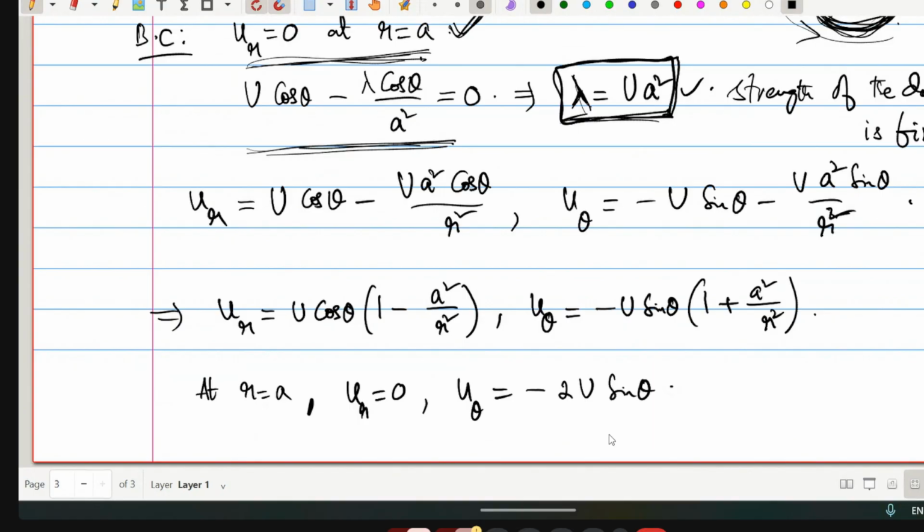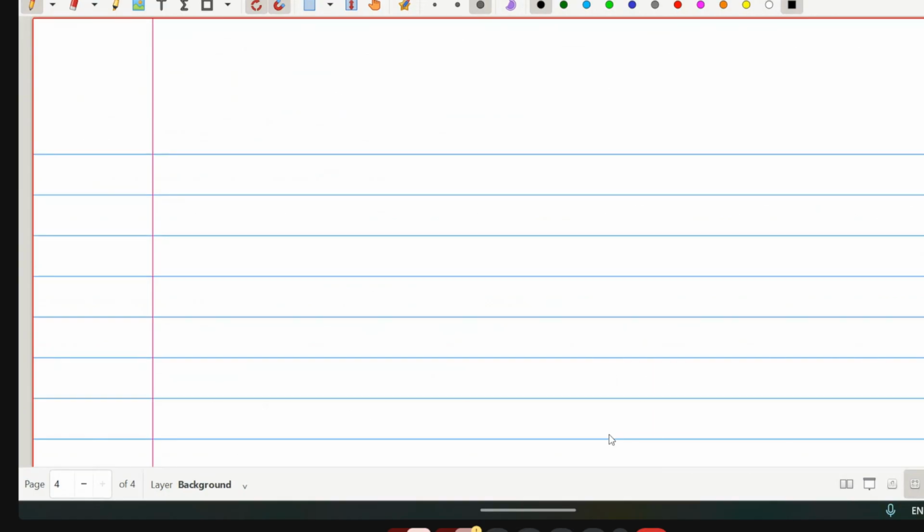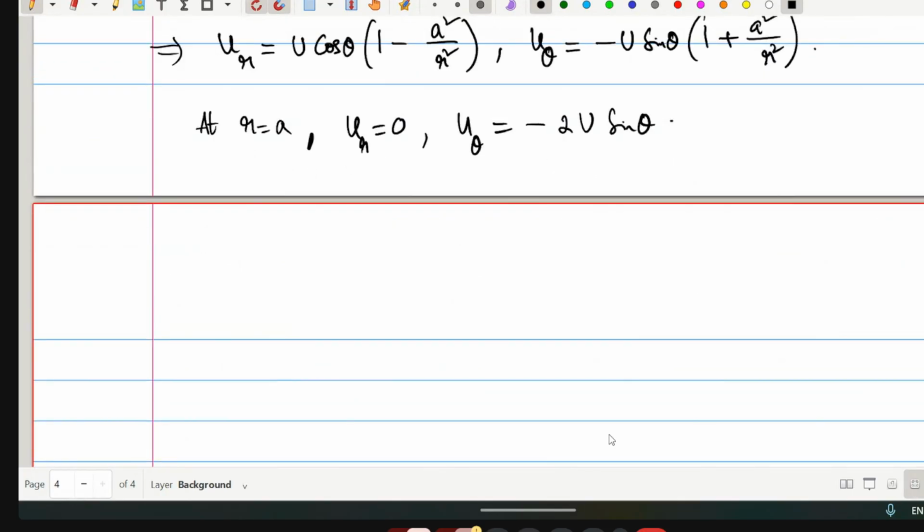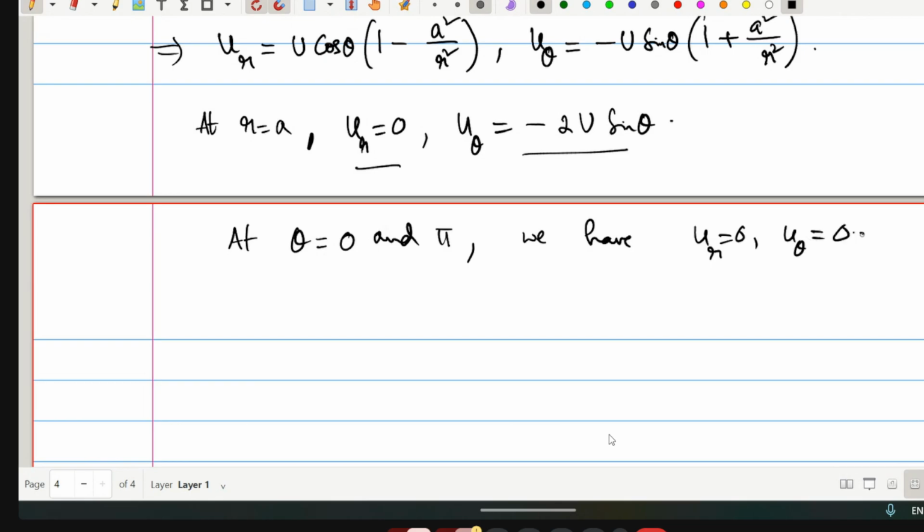Obviously, physically you can expect them only on the surface, right? So only on the surface of that solid cylinder, on the doublet somewhere. So let us put r equal to a, u_r equal to 0 and u_theta equal to 0. At what values will you get this equal to 0? U_theta, you try to make it equal to 0. Theta equal to pi and 0. Yes, at theta equal to 0 and pi, we have u_r equal to 0 and u_theta is also equal to 0, right?